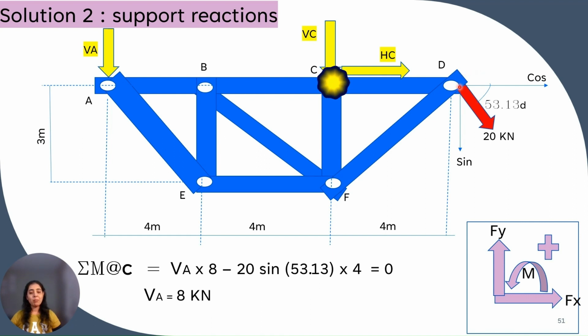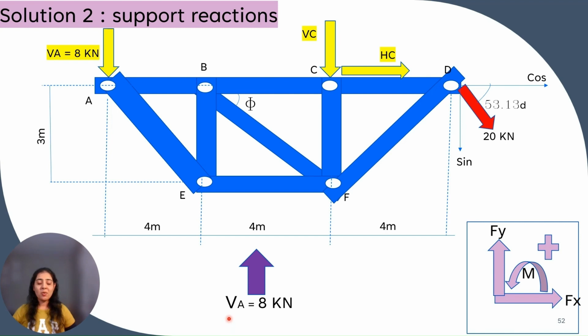But this vertical component, that is 20 sine of 53.13 degrees, is producing a clockwise moment. So it will be negative. So negative 20 sine of 53.13 into lever arm 4 meter is equal to 0. So we get VA is equal to 8 kilonewton.